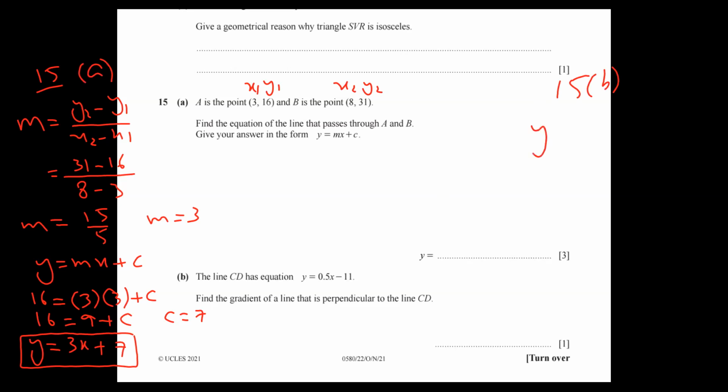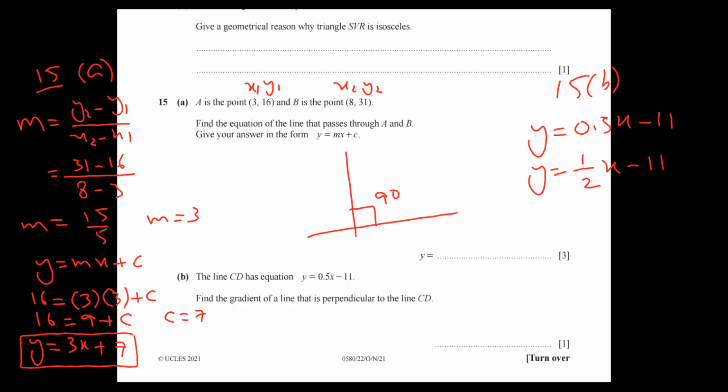So y equals 0.5x minus 11. 0.5 or half, same story. Okay, so he's asking to find the gradient of the perpendicular line. And you know it very well that whenever 90 degrees is given, if this gradient is, assume, 3 over 2, the perpendicular would be negative 2 over 3. So flip the values and change the sign. Here plus, here becomes minus.